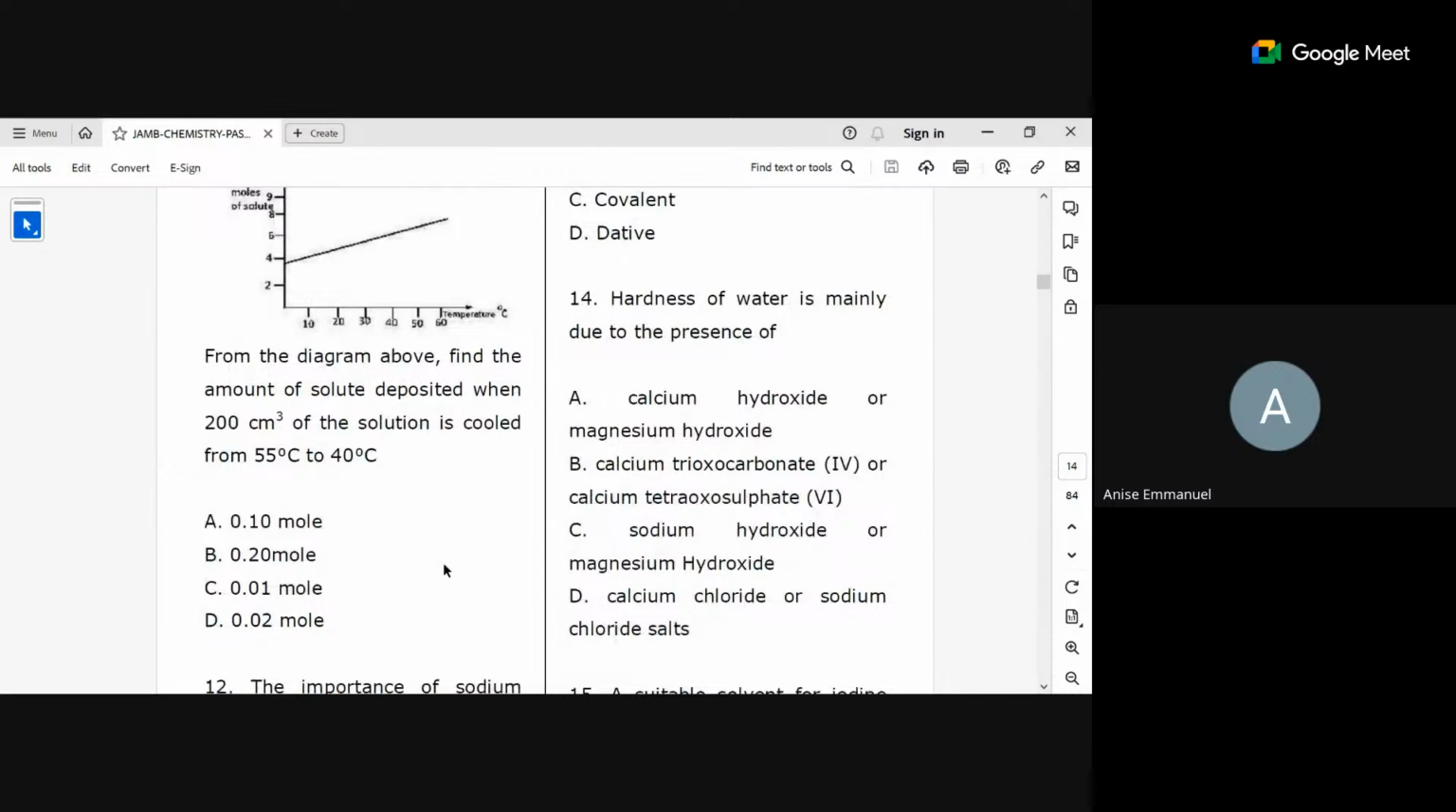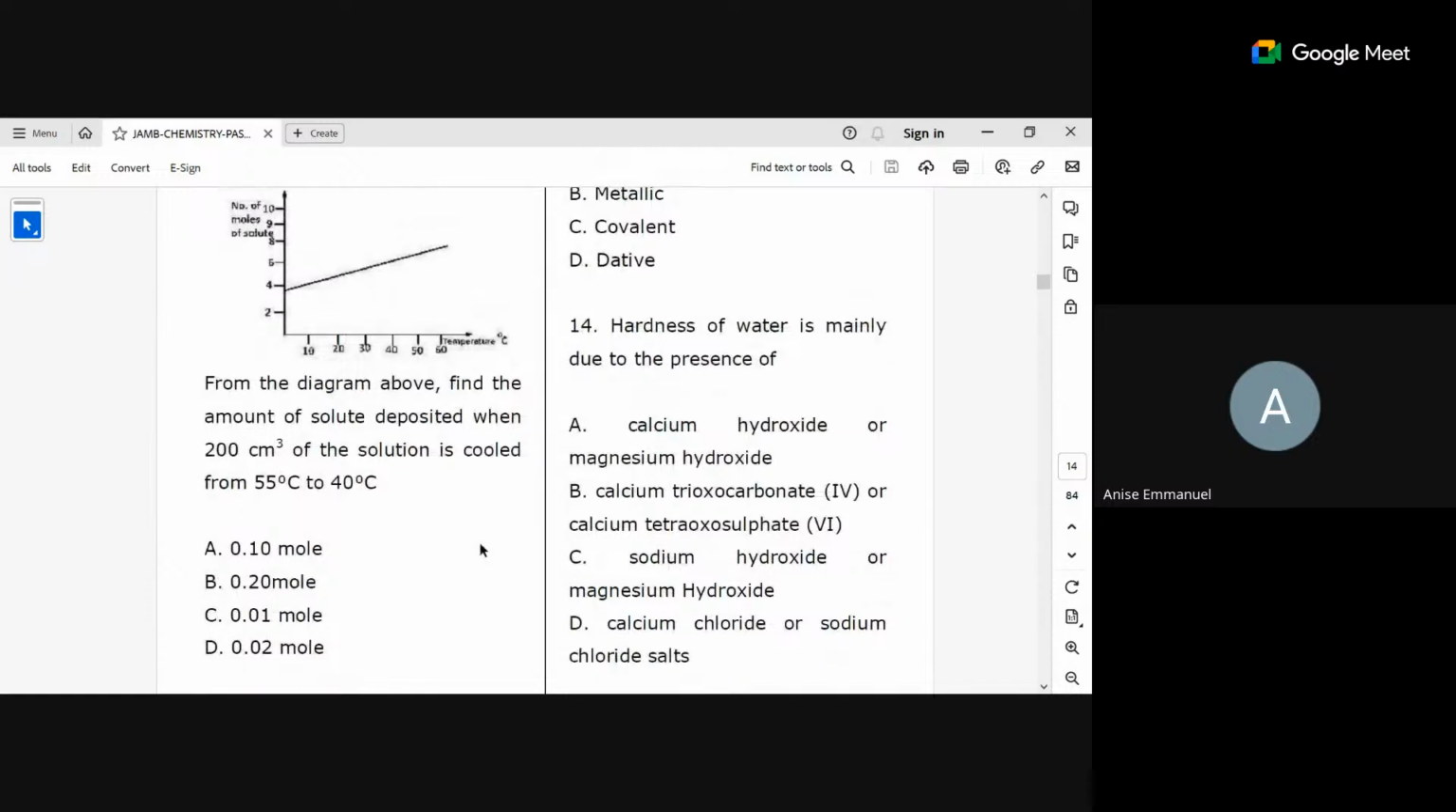Now you can take a calculator here. Let's try checking this. Okay, we have the cooling from 55 degrees to 40. So 55 minus 40, we have 15.